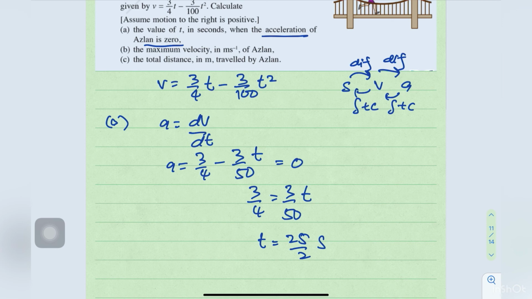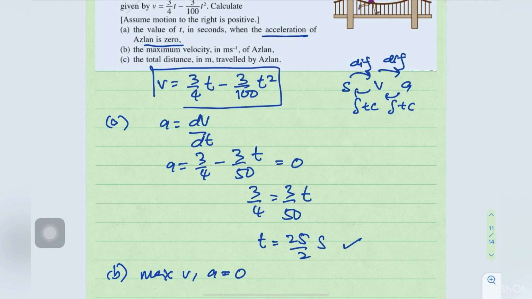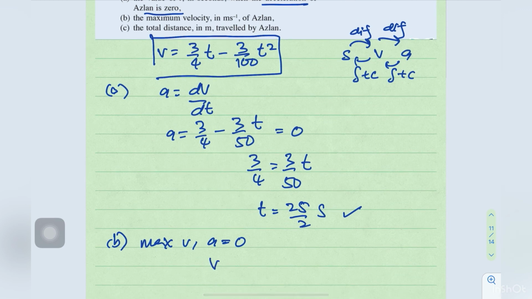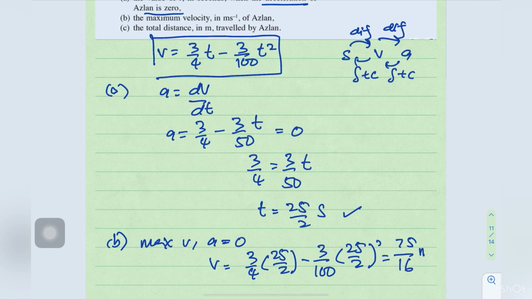Part B, the maximum velocity in meters per second of Azlan. So for maximum v, a equals 0. We already have that when a is 0, t equals 25 over 2. So we substitute t equals 25 over 2 into velocity. When t equals 25 over 2, v equals 3 over 4 times 25 over 2 minus 3 over 100 times 25 over 2 squared, which equals 75 over 16 meters per second.